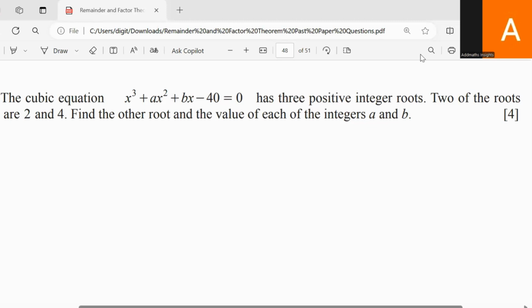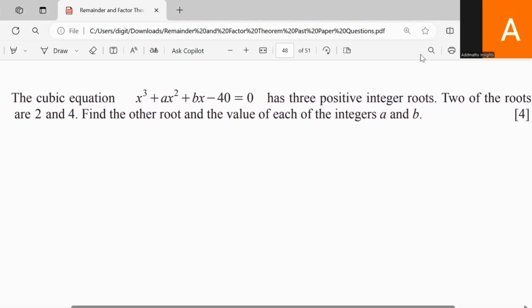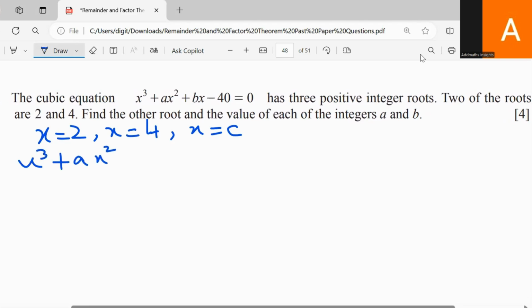So it's a cubic equation. So one of the roots is 2, so you can write x is 2, x is 4. And the third missing root, we assume that it is c. So you can express this in factorized form: x cubed plus ax squared plus bx minus 40 equals x minus 2, because these are factors of this cubic equation.